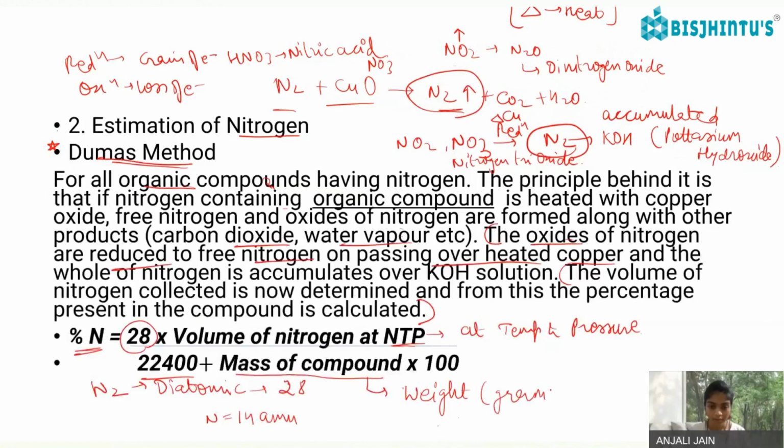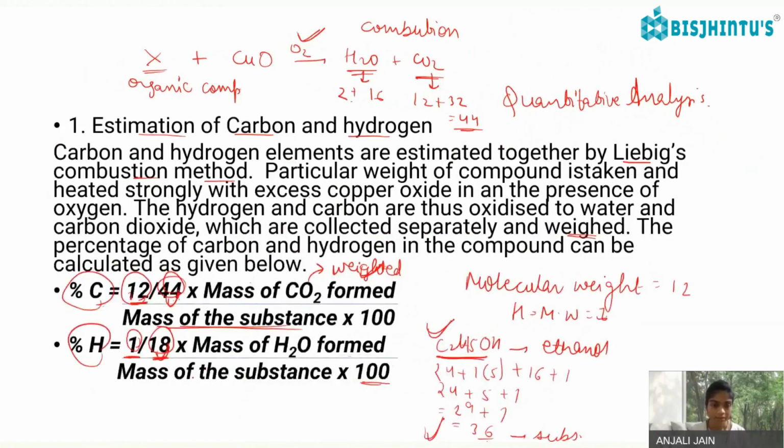So here we will take the weight in grams. Similarly, here, what will we take as the mass of the substance? Weight in grams. Mass of the substance here also will be the weight in grams, and mass of CO2 formed. This was the total substance, and this is the CO2 that has been formed after the reaction.